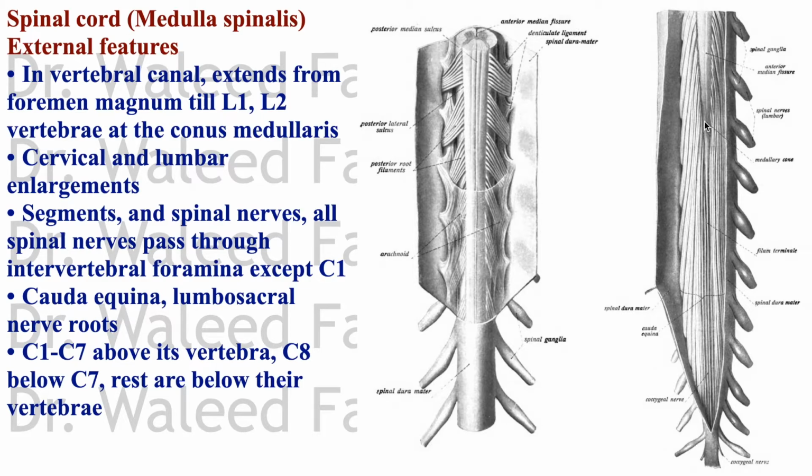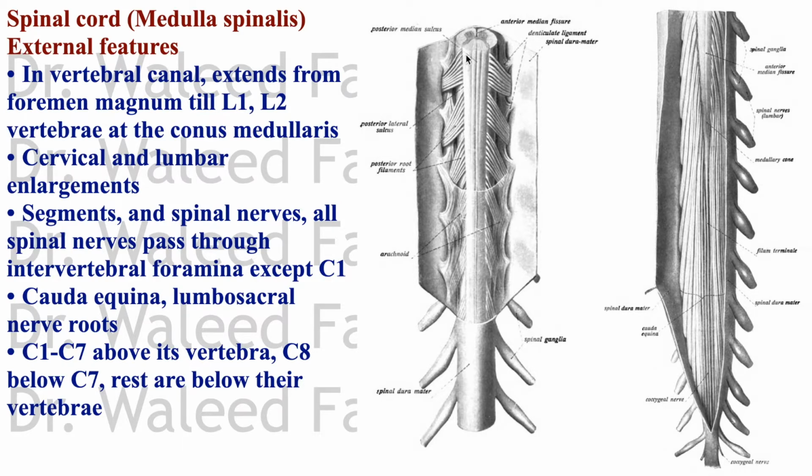See, this pointed projection, this pointed structure here, is the end of the spinal cord, called the conus medullaris, and it has cervical and lumbar enlargements to give way for the brachial plexus and the lumbosacral plexus. And it's divided into segments. Each segment gives a pair of spinal nerves.